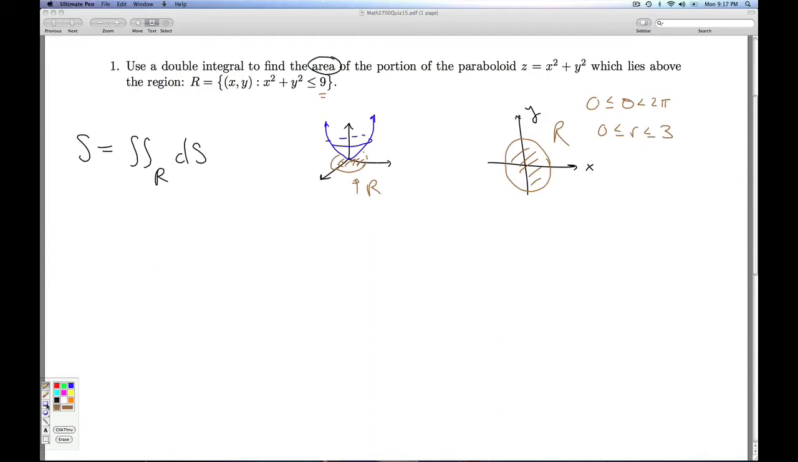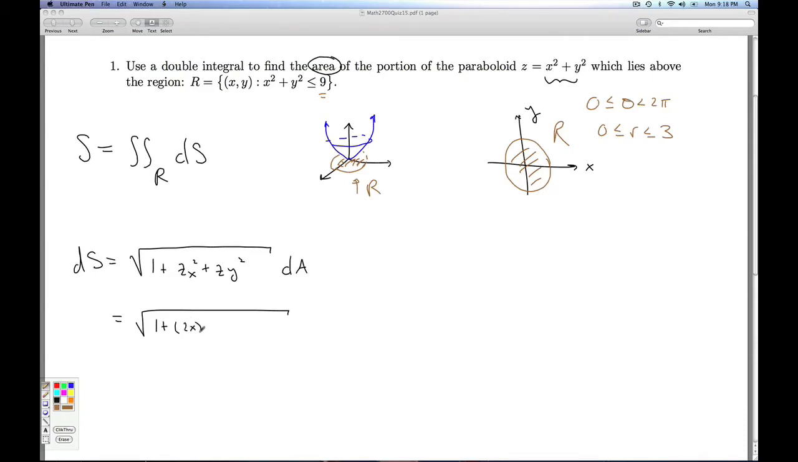For the surface area differential, I need to evaluate that. Since we have z as a function of x and y, the surface area formula looks like this: the square root of 1 plus zx squared plus zy squared dA, which is 1 plus, the zx is 2x, the zy is 2y, dA, and so I get this.